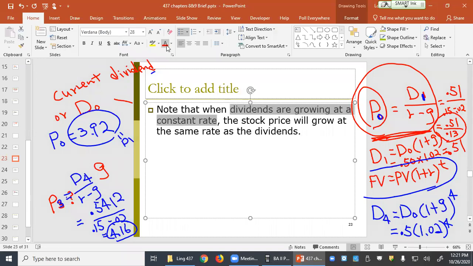Okay, but that is only when dividends are growing at a constant rate. So if the dividends have 0 growth rate or they have variable growth rate, then this conclusion will no longer hold. This is only true when dividends are growing at a constant rate. In that case, we'll find the stock price will grow at the same rate as the dividend growth rate. In this case, 2%.